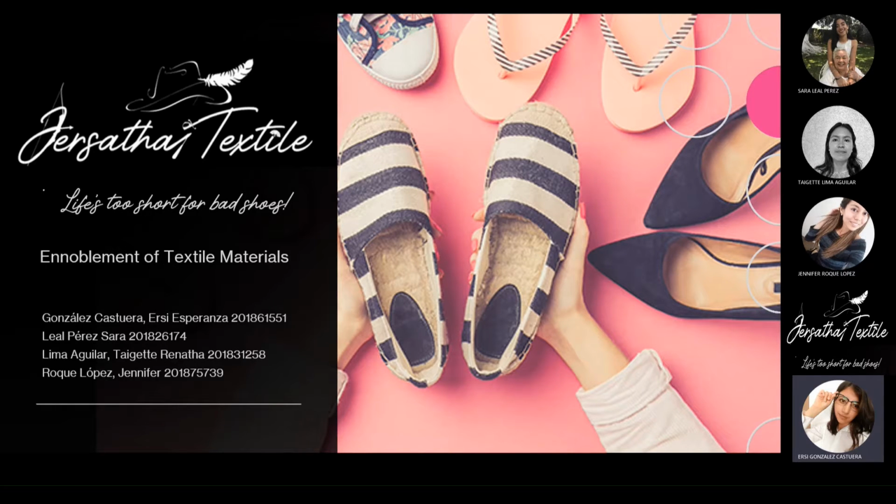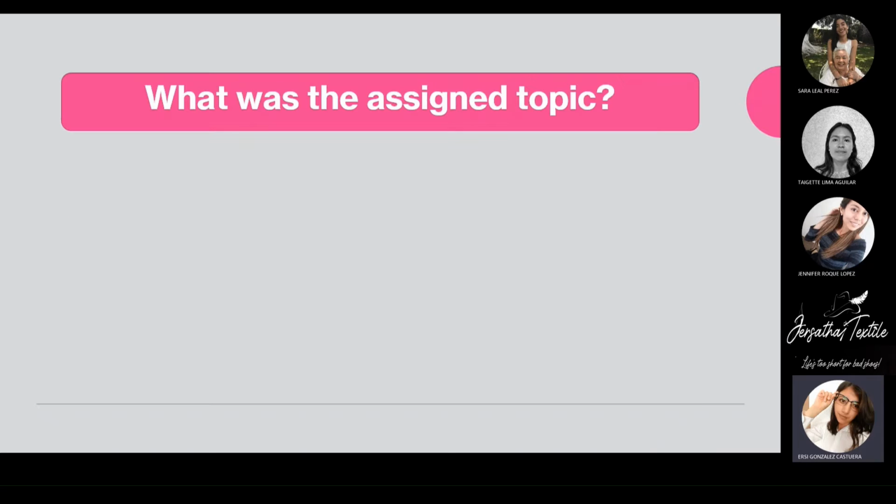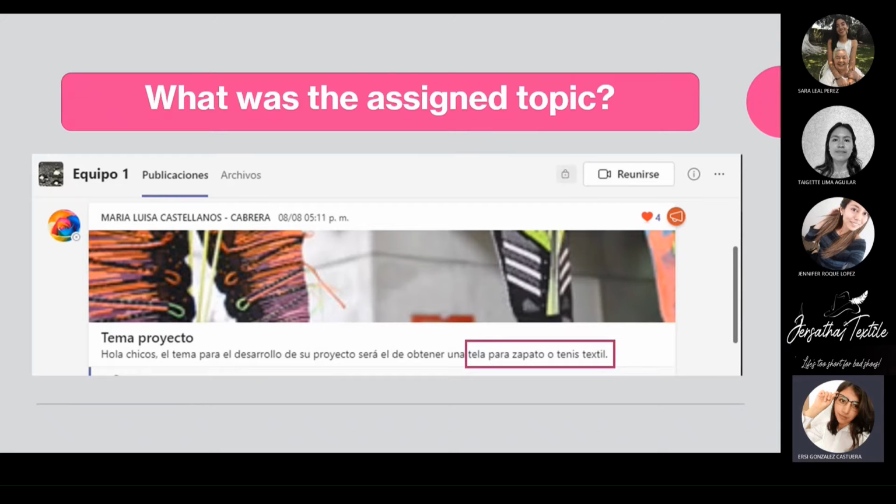We will start with our assigned topic, which was how to obtain a textile for a shoe or tennis shoe fabric. The relevance of obtaining a textile material that satisfies certain purposes, such as footwear and chemical finishing, helps recognize and reinterpret the components of the textile product. Specifically, in our case, we are going to talk about how a tennis fabric is made and the reasoning behind our decisions, all the way to reaching the consumer.